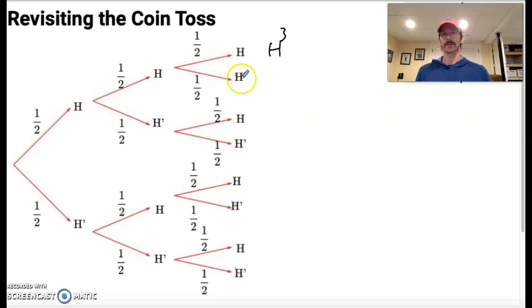This outcome right here is getting heads twice and not heads once. So I could put heads twice and not heads, with that little tick mark there. This outcome is also getting heads twice and not heads once. So notice that these two things happen twice. This would be getting a heads and then not a heads. So there's a head, and here I didn't get heads, but that happened twice.